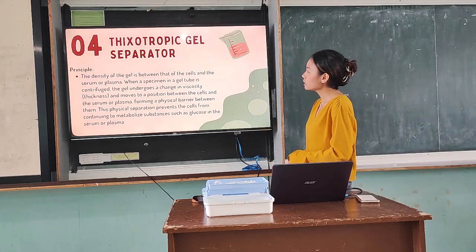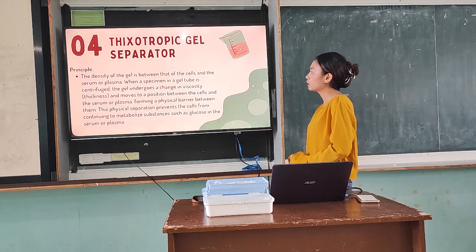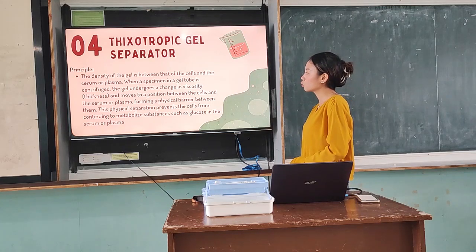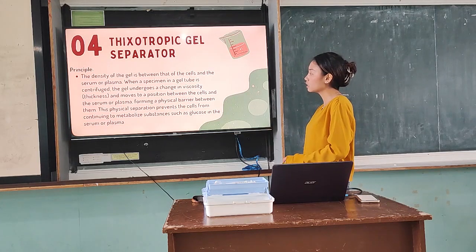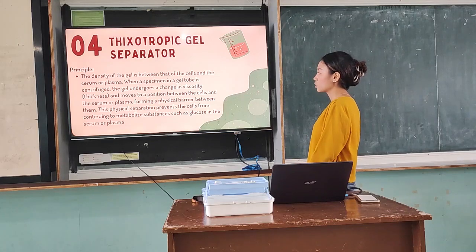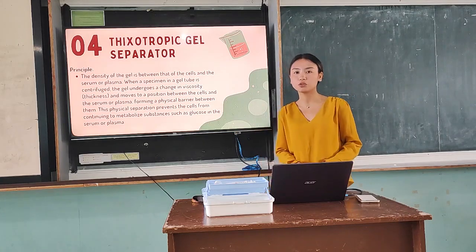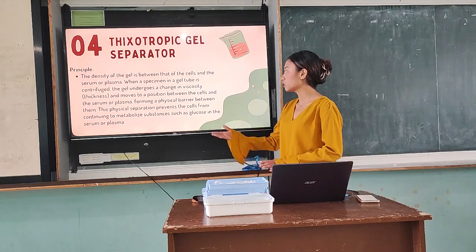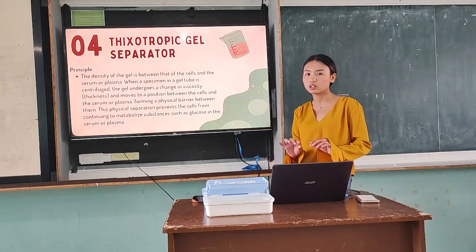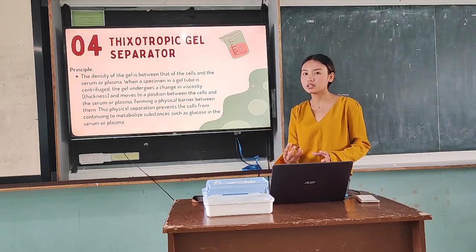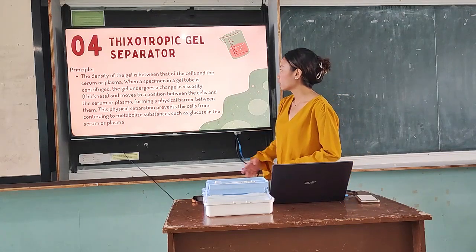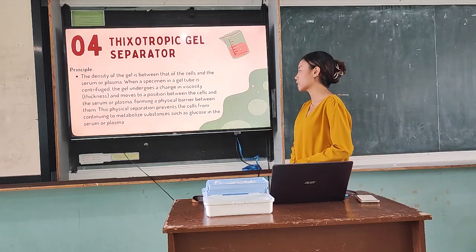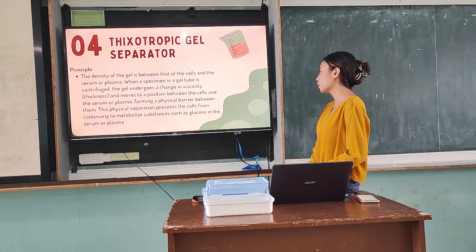Principle. The density of the gel is between that of the cells and the serum or plasma. When a specimen in a gel tube is centrifuged, the gel undergoes a change in viscosity. So kapag nag-centrifuge tayo ng specimen, yung gel natin nag-change siya in terms of viscosity. When we say viscosity, yung ability niya to flow or the thickness, and it moves to a position between the cells and the serum or plasma, forming a physical barrier between them.